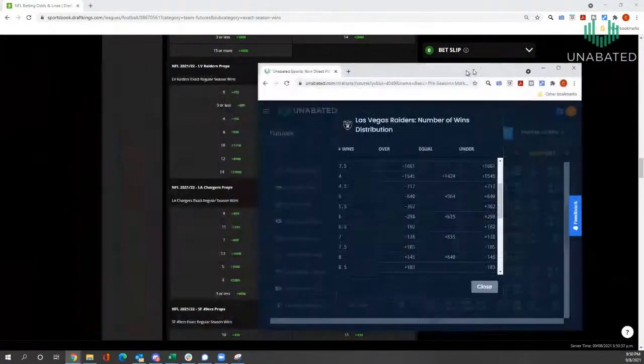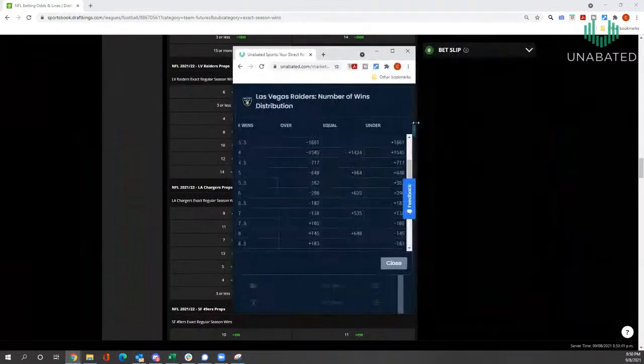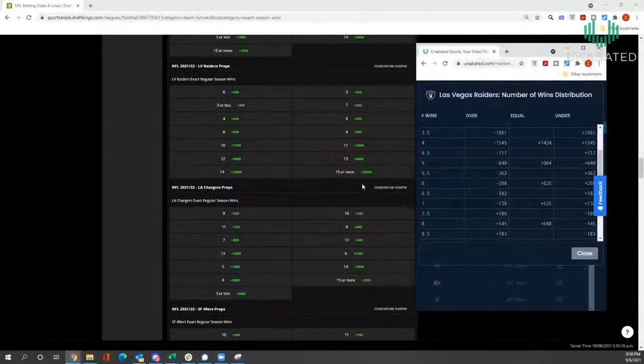Let me move some windows around here to try to get them both on the screen. Hopefully the definition will be okay. Okay. So they have 6 wins at plus 400. We have it plus 625. No value. 5 wins plus 450. We have it plus 964. No value.